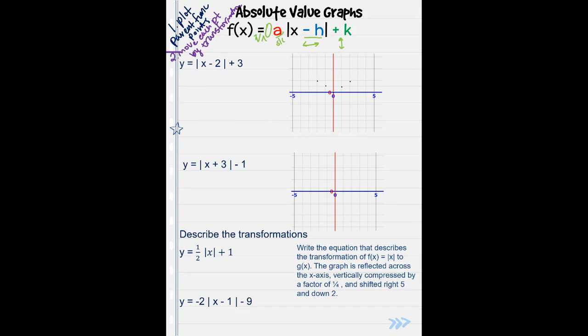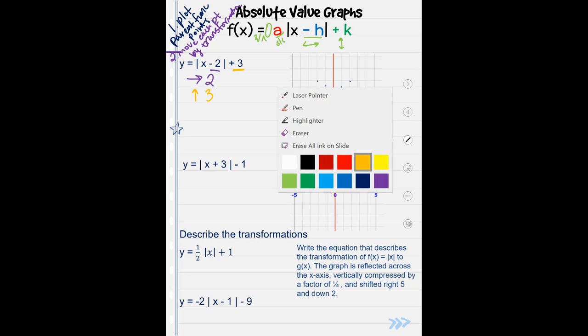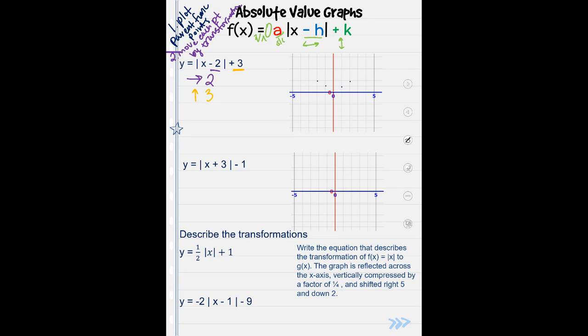Okay, so what is this one doing? It is moving to the right 2 based on this, and it is moving up 3 based on this number. So let's take each one of these points from the parent function, move them right 2 and then up 3. So I'm starting over far left, and I'm moving it 1, 2, up 1, 2, 3. That's going to be somewhere up here.